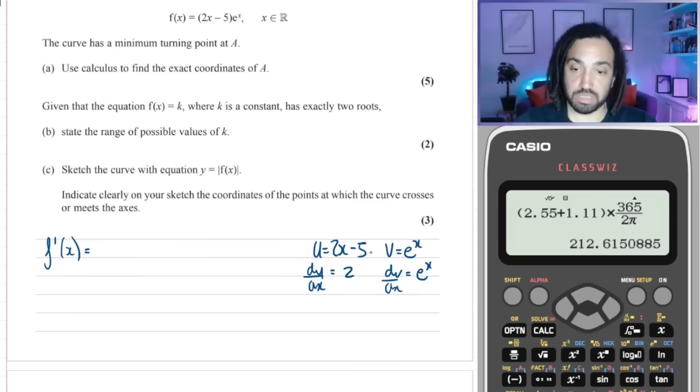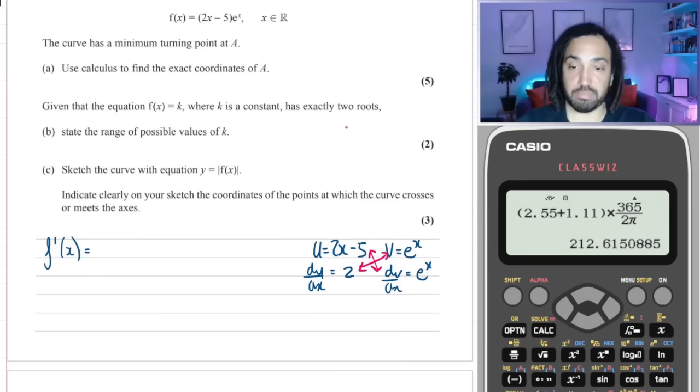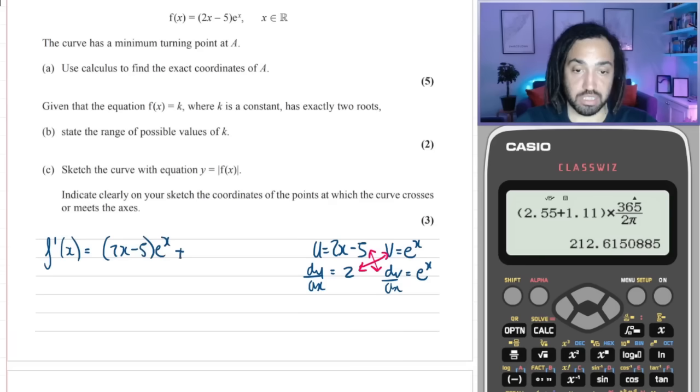Now, the product rule means that we need to multiply this by this, and then we need to add it to the multiplying of this by this. Okay, so we're going to do 2x minus 5 times e to the x plus 2 times e to the x.